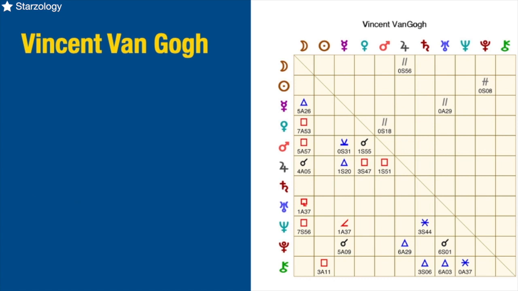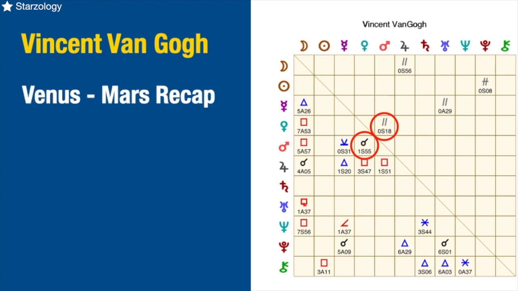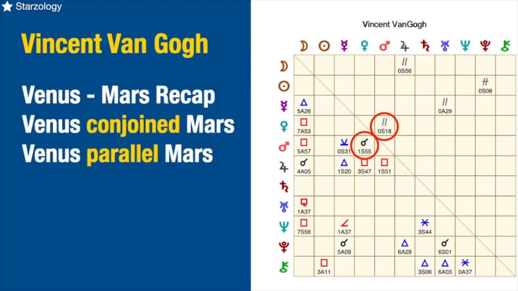So what we actually find here now with Van Gogh is that he's got Venus conjunct Mars and Venus parallel Mars. Let's just have a closer look at that. So if you need further information about aspects of declinations, I'll put the link to the video above here.